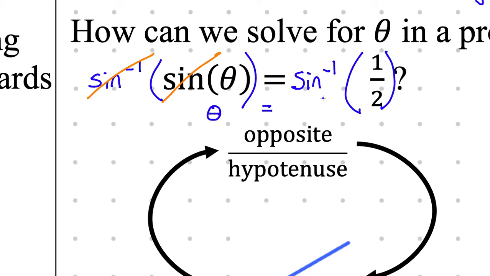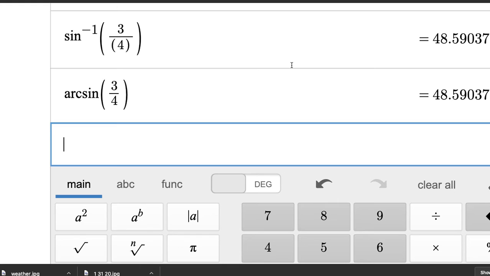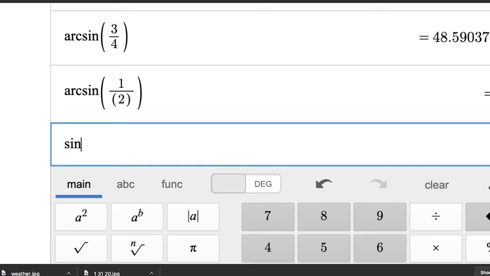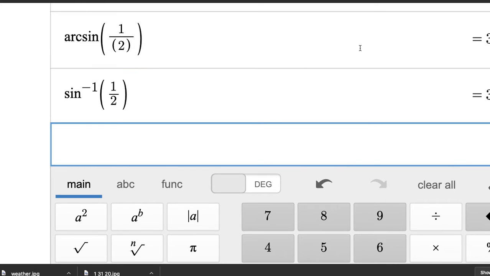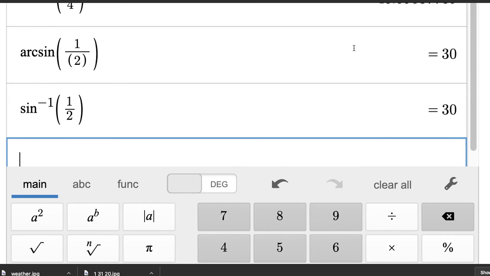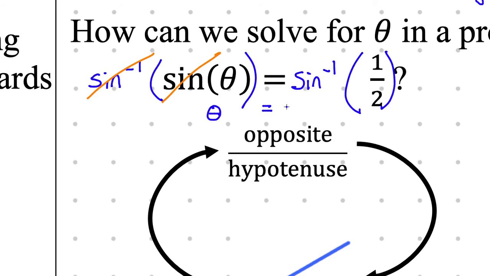Well, let's figure out what that is. I'm going to type that into my calculator. What is arcsine of 1/2? You can either type it as arcsine, or you can say sine to the negative 1 of 1/2. Either way, my answer is 30. Make sure you're in degrees and not radians, because we're always going to be in degrees for now. This is 30 degrees.